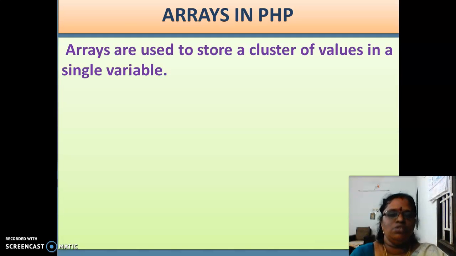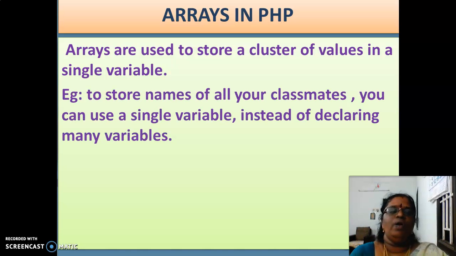Arrays are used to store a cluster of values in a single variable. For example, to store names of all your classmates, you can use a single variable instead of declaring many variables. If you are having 10 names, for each name you cannot declare 10 variables, right? Instead of that, you can declare one variable as an array and you can store all the 10 names in that. That is the use of array.